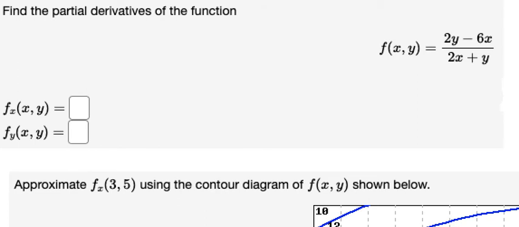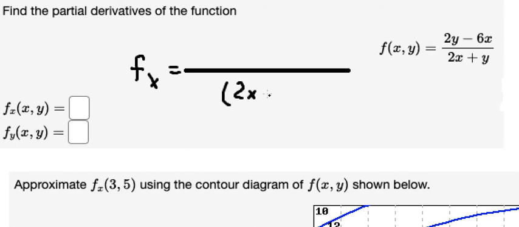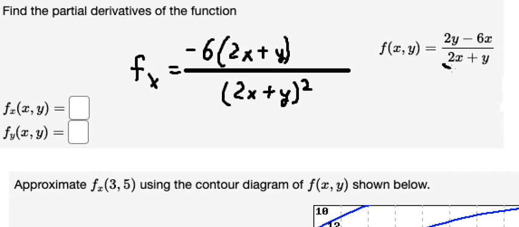So about the first one, we got (2x + y)^2. So we will do first the derivative of the numerator. So this one you got negative 6, and then we have 2x plus y. Later we do first the derivative of this one, and you got negative 2, 2y minus 6x.